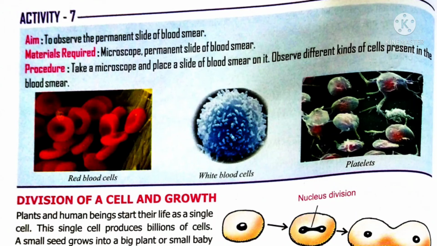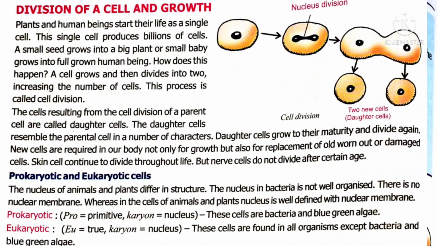We all grow up from a single organism. Every cell exists from a pre-existing cell. That means the zygote is a small cell from which we all are developed. What does it mean? Every single cell divides and multiplies, undergoes division and forms multiple cells, and develops into a big organism. This is called cell division.